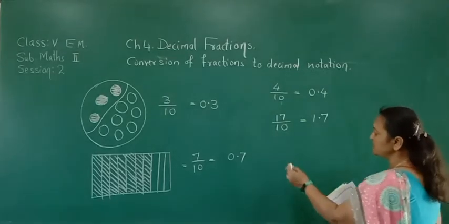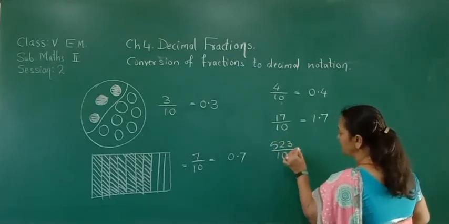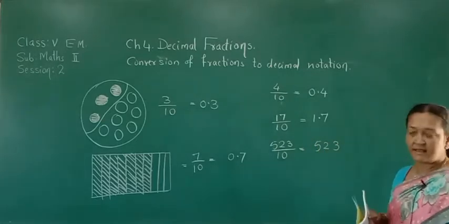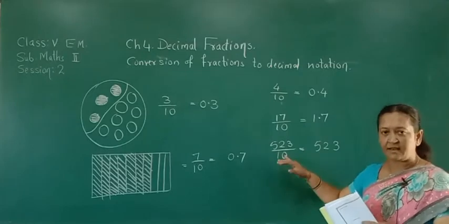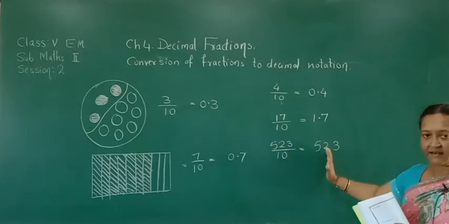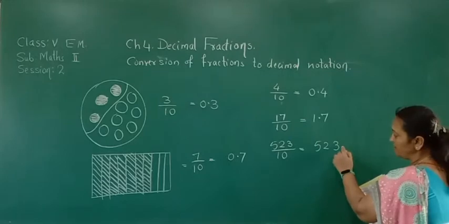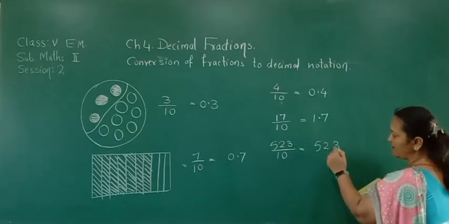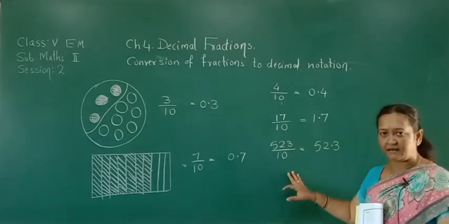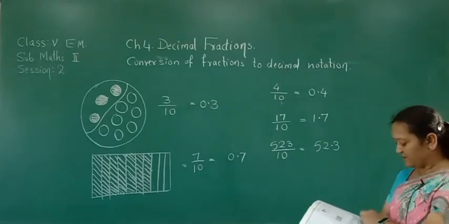Then suppose it is 523 by 10. Again write 523 as it is and check the denominator. In the denominator we have one zero. Then from the right count one digit and keep the decimal point. So one digit is 3, and after that put the decimal point. So 523 by 10 we write as 52.3. So this is in decimal form.